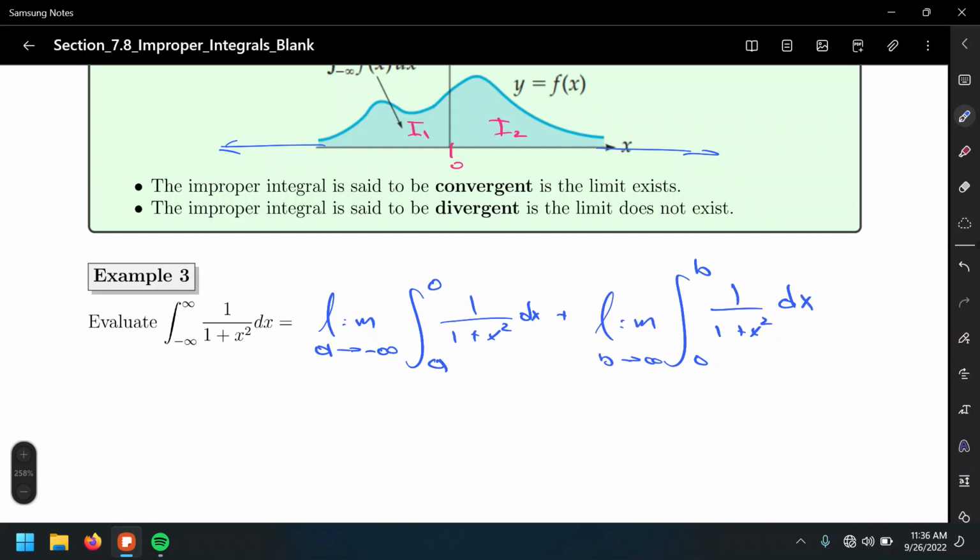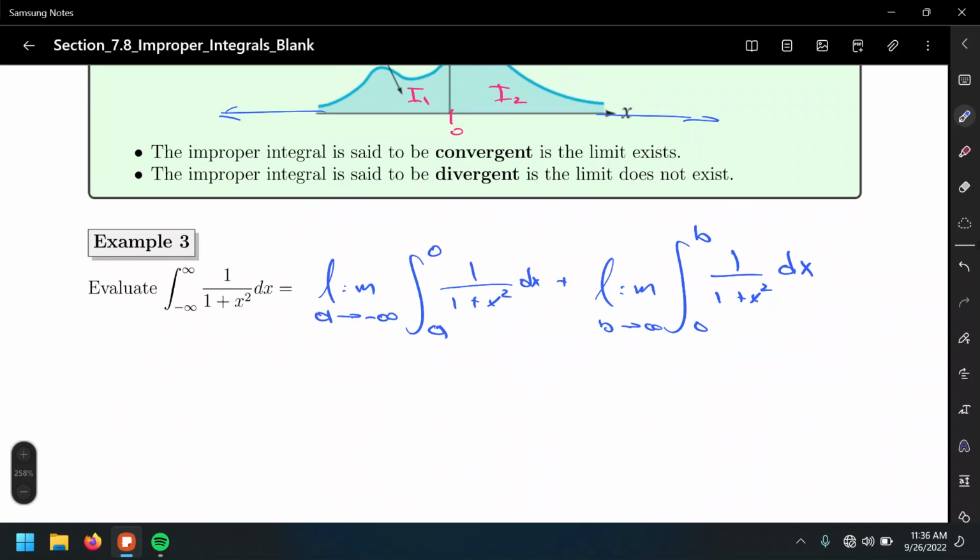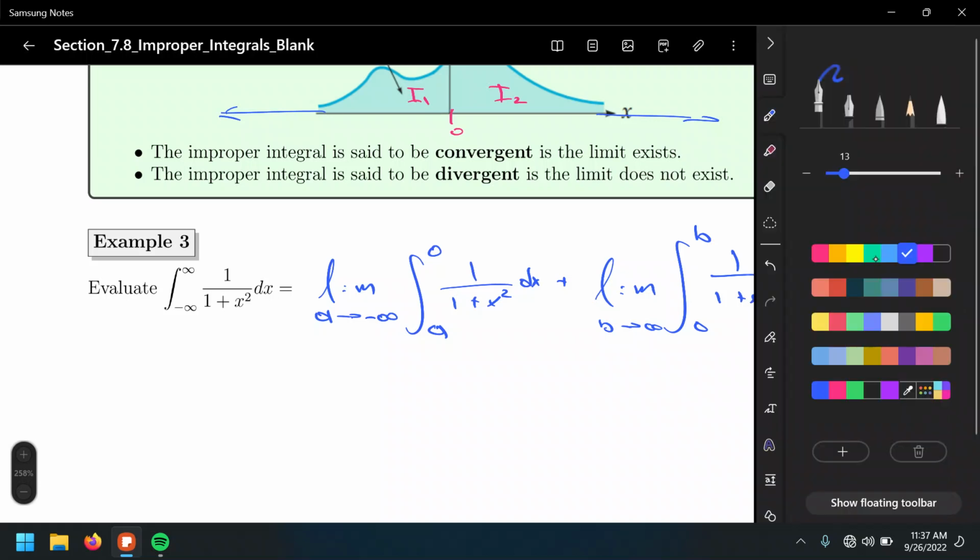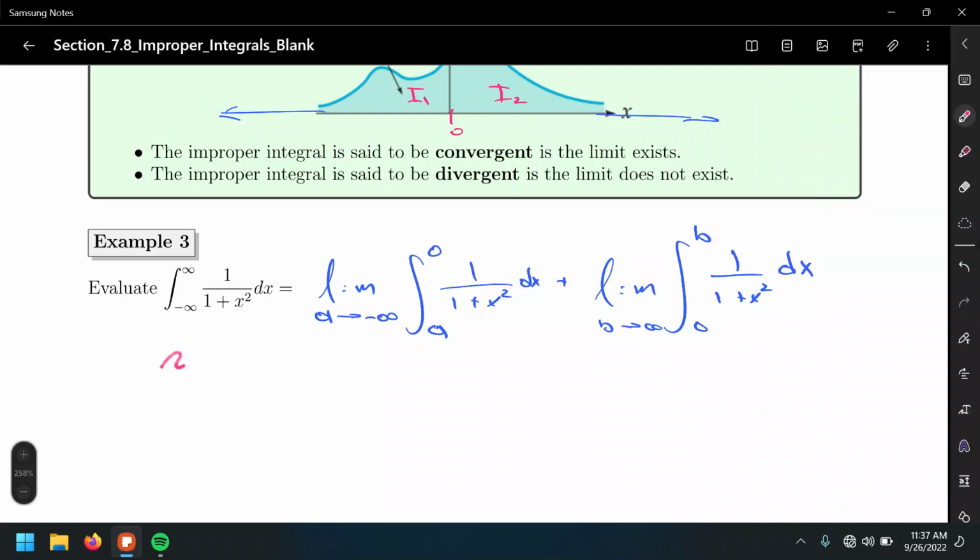Notice that the integral that we're going to evaluate is the same, so no need to look for two different methods of integration. Any ideas on how to compute this integral, the integral of 1 over 1 plus x squared? It's the arctangent rule, right? Because u substitution is definitely not going to work.